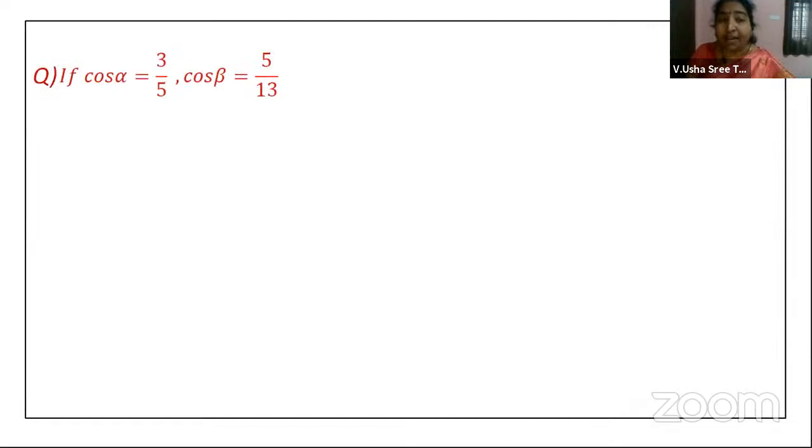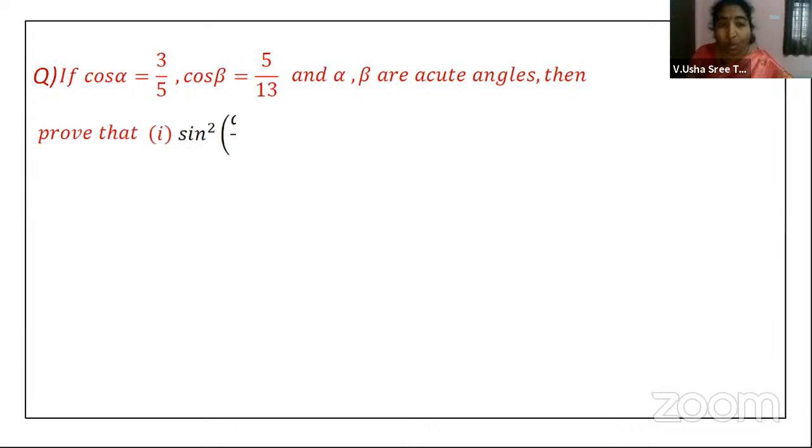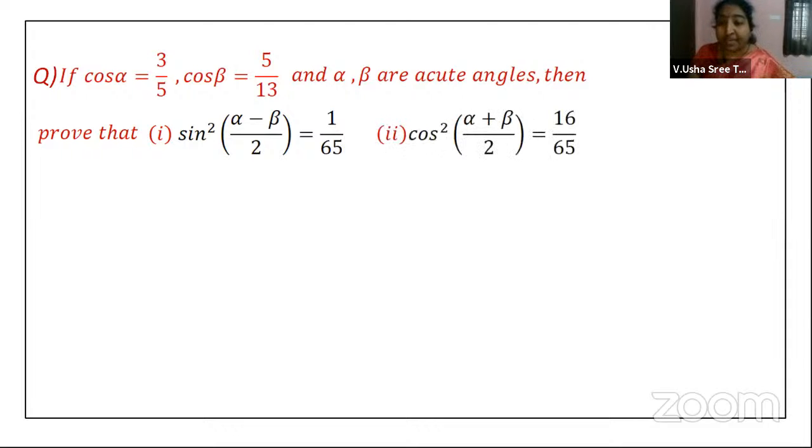So, if cos alpha is equal to 3 by 5, cos beta is equal to 5 by 13, and alpha and beta are acute angles. There is a mention of acute angle over here. That means the angles are in the first quadrant, right? Then we have to prove that sine square alpha minus beta by 2 is equal to 1 by 65. Cos square alpha plus beta by 2 is equal to 16 by 65. Now, to start with, first we will try to make use of the values given to us.